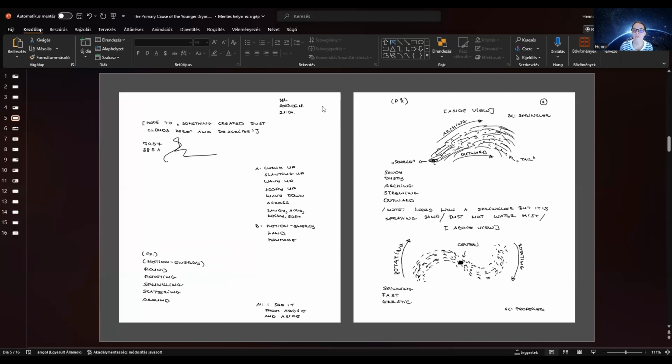It reminds me of a sprinkler. There is a central source, and there is this arching outward spewing sandy, dusty motion going on. I am also taking a note that it looks like a sprinkler, but it's spraying sand and dust and not water mist. And from an above point of view, it seems like fast rotating, sprinkling, erratic motion, which is throwing things out in the air.